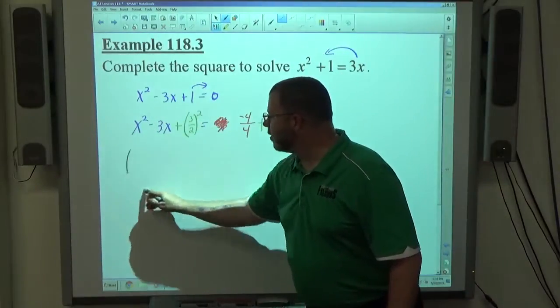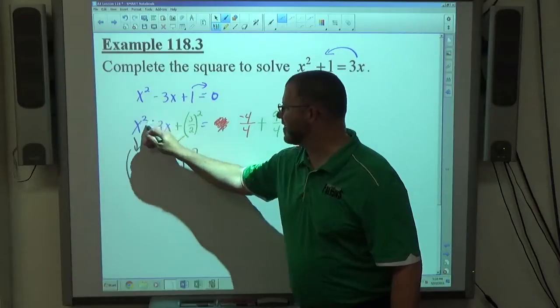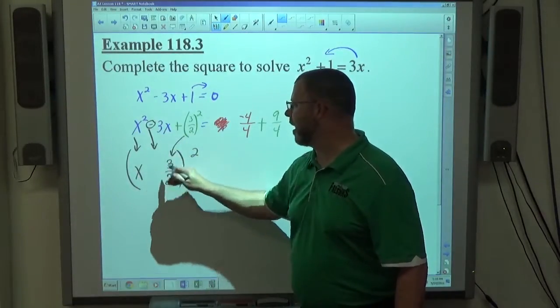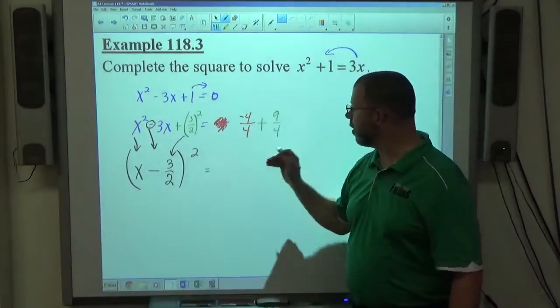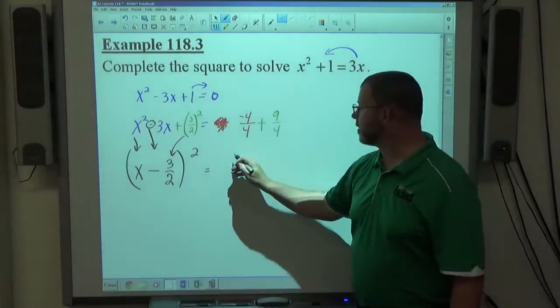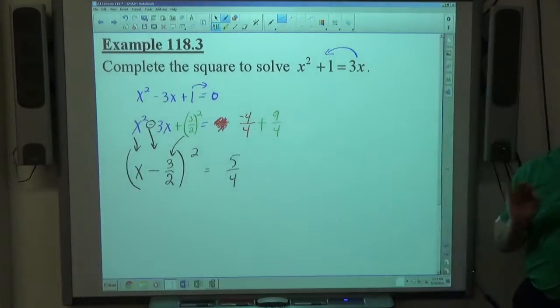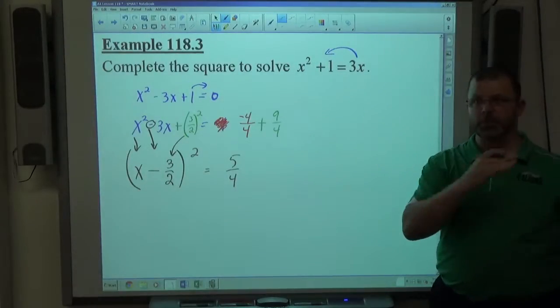I'm going to factor. It's always a parentheses squared. It's always the square root and the square root and the sign. So x is the square root of that, 3 halves is the square root of that, and minus is the sign. On this side, negative 4 fourths plus 9 fourths is 5 fourths. Every problem that you do with completing the square gets to this step: binomial squared equals number.